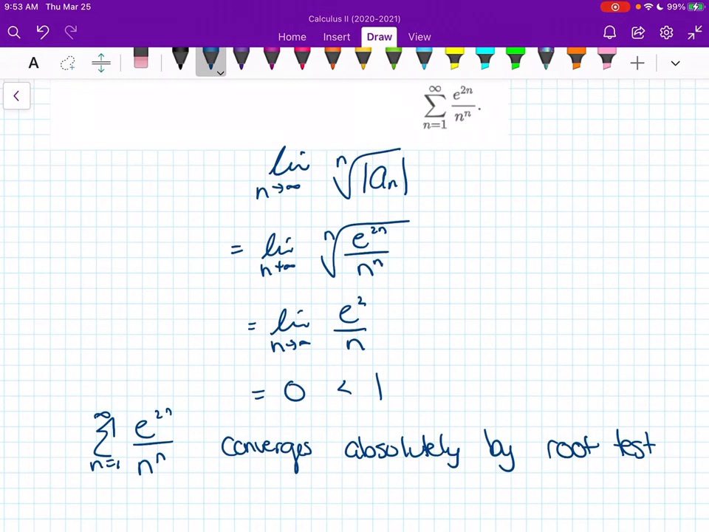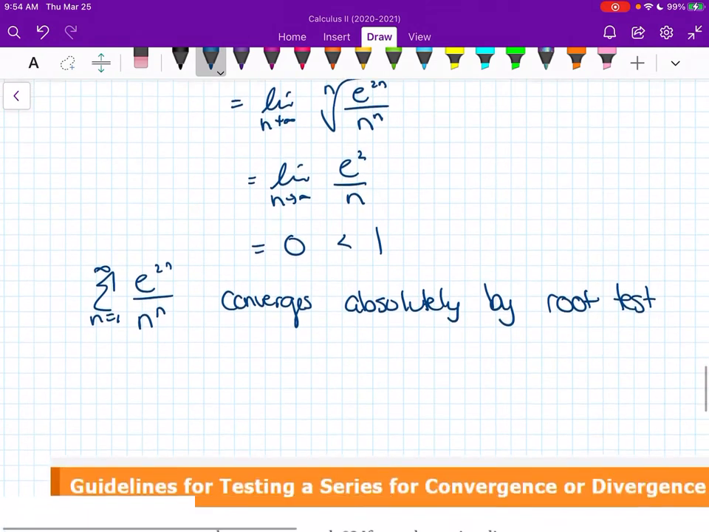This is not a geometric series because I have n in the base. All right, if that base in the denominator was a constant, then this could be a geometric series and that would be more efficient. But it's not. So I can't use geometric series for this one. I have to use a different test. So root or ratio would be great, and the root test works pretty quickly.